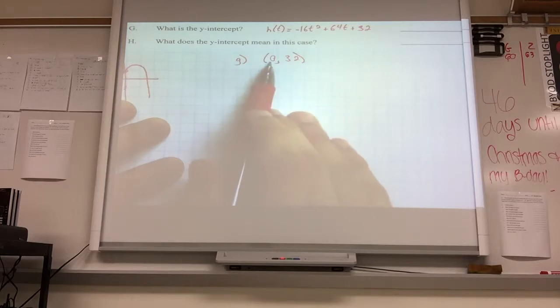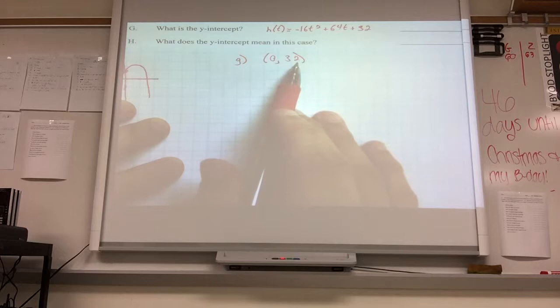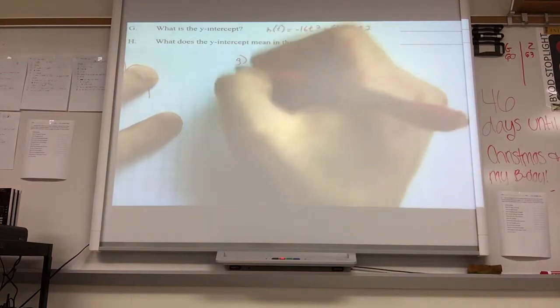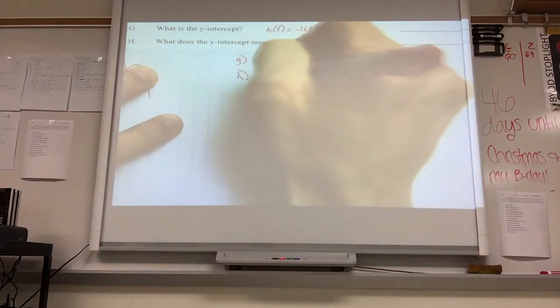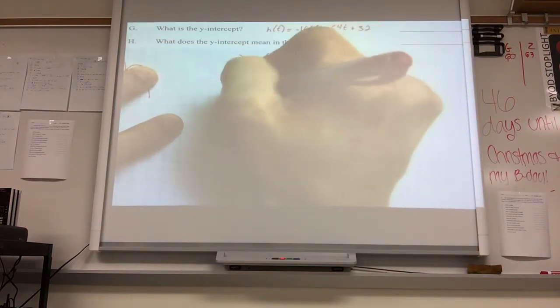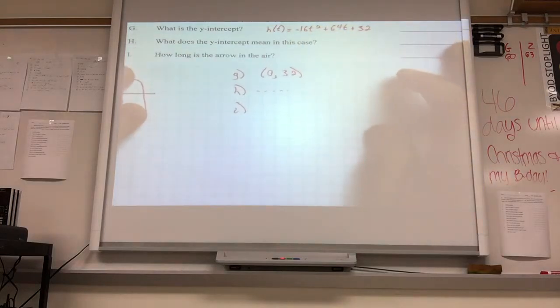When time was 0, right? When you still had the rocket in your hand, where was it at? 32 feet high. When time was 0, it was 32 feet high. Okay? So that's h, writing that out however you want. That's what it means.